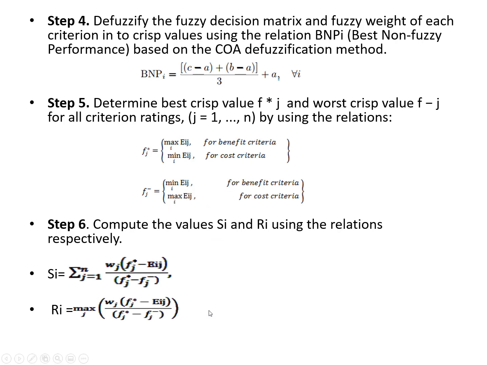Then in the 4th step we do defuzzification. You need to understand the best non-fuzzy performance formula for defuzzifying the fuzzy decision matrix. Defuzzification means we bring the fuzzy number into one number. Before, in the triangular case, we have 3 numbers, so while defuzzifying we bring them into one number. If we have a trapezoidal fuzzy number, which means we have 4 numbers, we squeeze it into one single number.